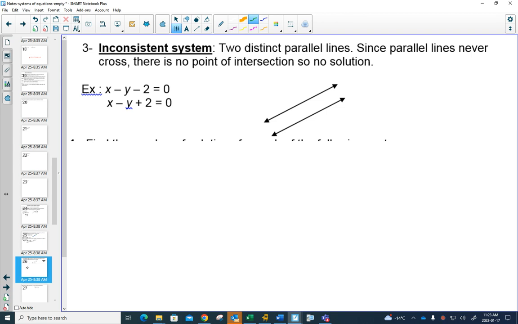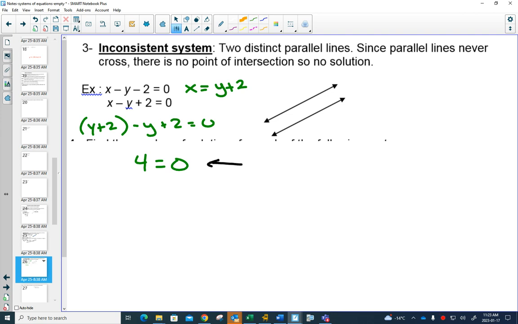For example, in this one again, I can easily get x by itself to be y plus 2. And then when I substitute y plus 2 in for x, and I look at what happens, my y's go away. Can you see that the y's will cancel out, y minus y? And I get 4 is equal to 0. This is never true. If you think it's true, you give me $4, I give you 0 back, we're all good.